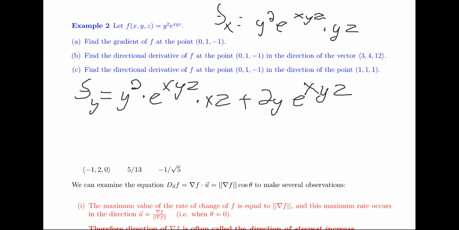And then we have f sub z is equal to y squared e to the xyz times xy. You'll want to write those down, and we can use them on this next part, just writing down these values.